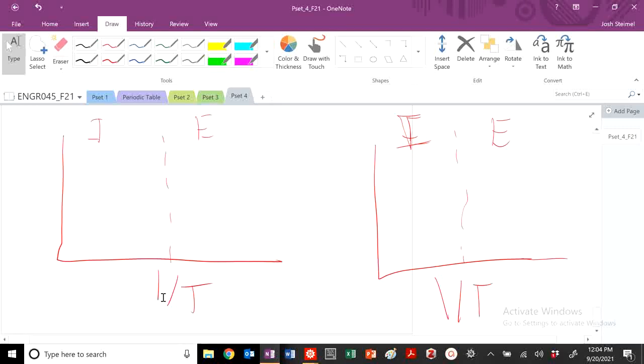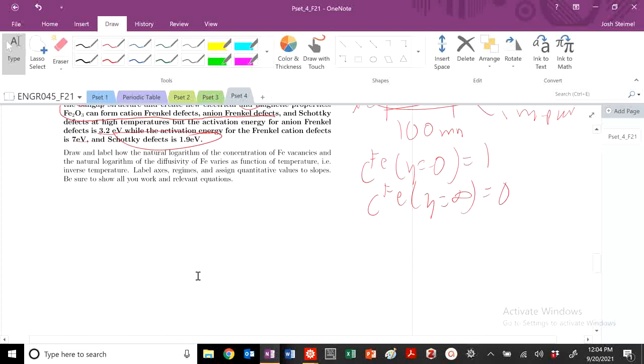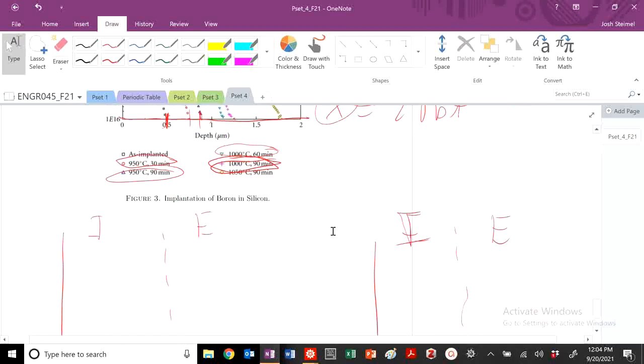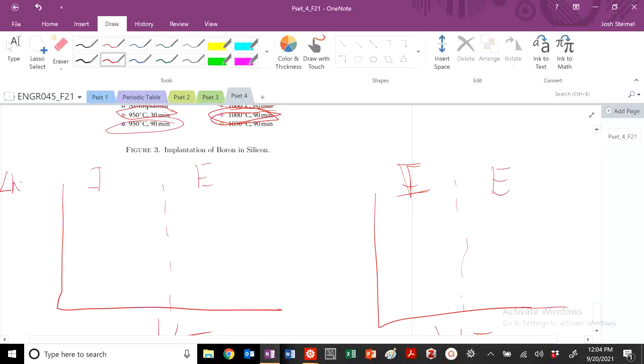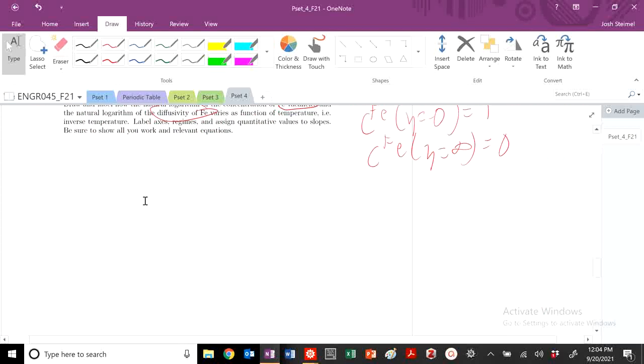Let's see what material we are interested in today. I am interested in labeling the concentration of Fe vacancies and the diffusivity of Fe. So I'm going to look at the natural log of the concentration of vacancies in Fe, which is 3, and then the natural log of the diffusivity. There we go. So let's start to write some reactions.